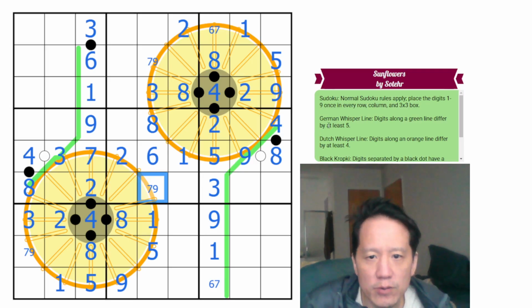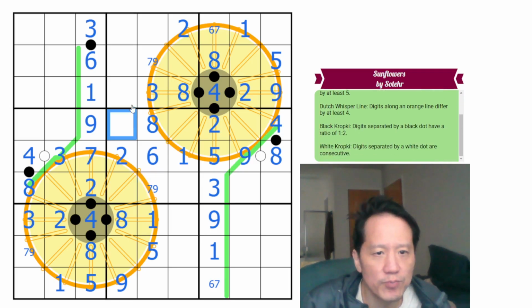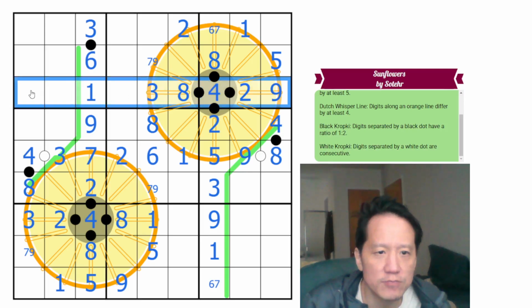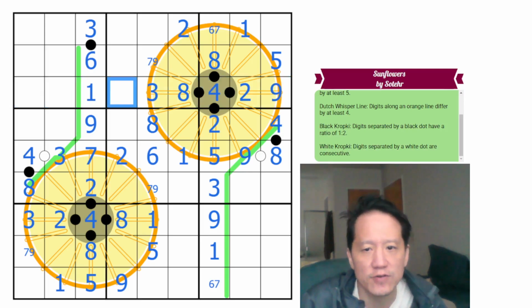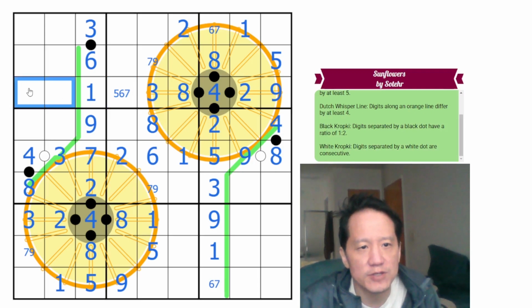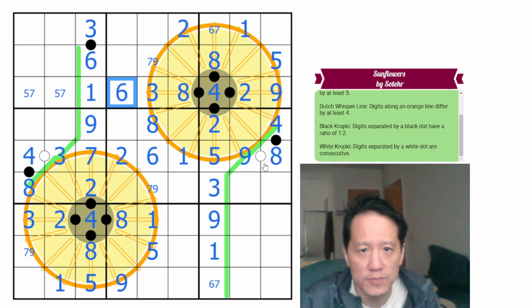And now we probably just do normal Sudoku. So the remaining digits in row 3 are 5, 6, and 7. That's fine. But these can't be 6. So this is 5, 7, which forces this to be the 6.